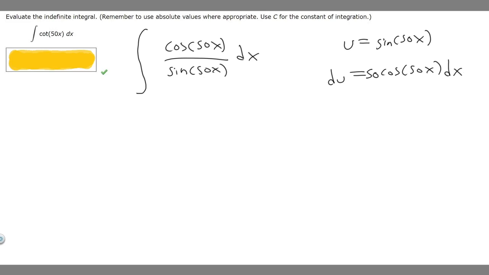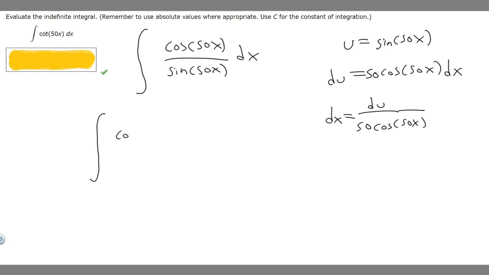And then we got to solve for dx. So dx is just, well, we can divide both sides by the cosine of 50x. That would cancel, and then we do the same thing on this side. So it's just going to be du over 50 times the cosine of 50x. So now that we got that, what we want to do is rewrite our integral.